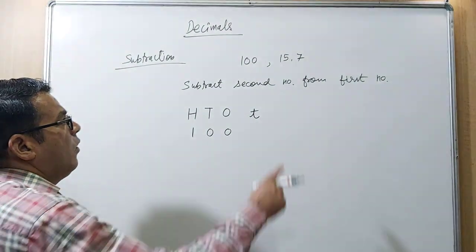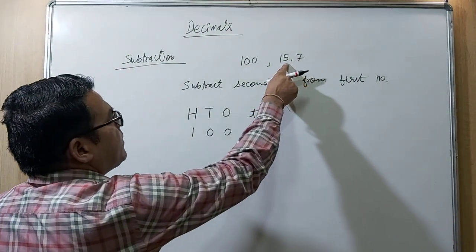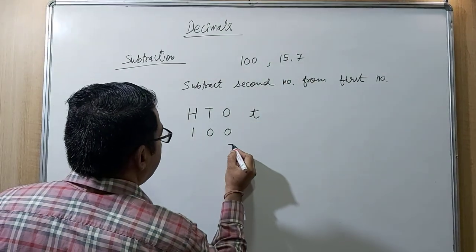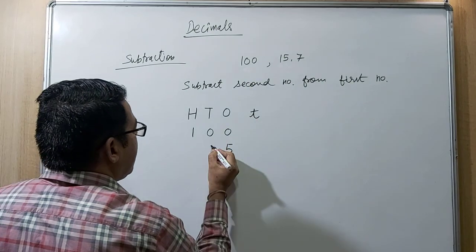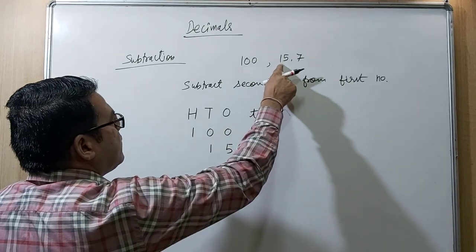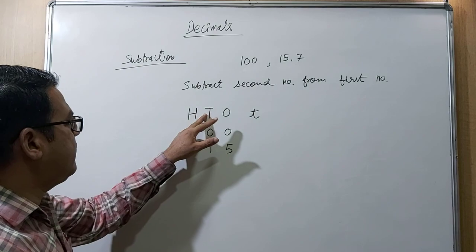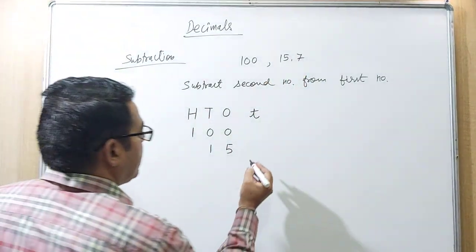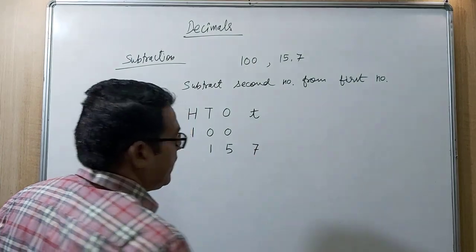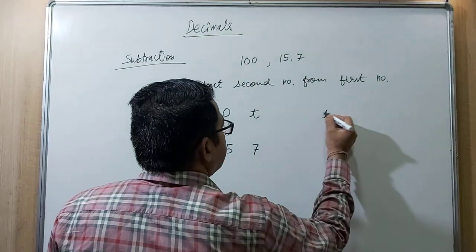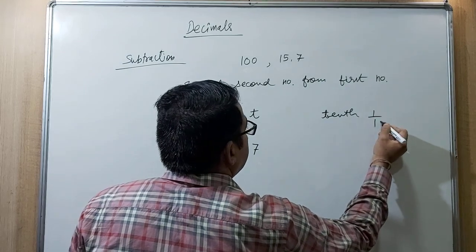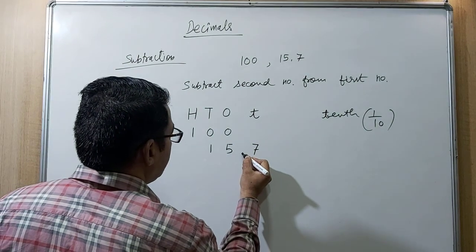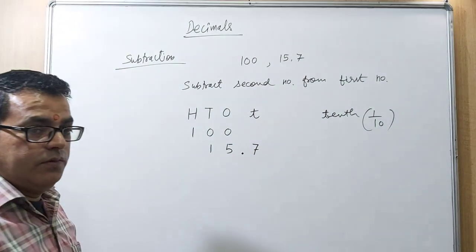How can we write it now? You can see here, before the decimal point, this 5 is at the unit place, or 1's place. So we can write 5 here. And this 1 is at the 10's place, so we can write it in the row of 10's here. Now 0.7 we also have here, so it is at the tenth place, that is 1 by 10th, we can write it. So before this 7 we need to put a decimal point, right?